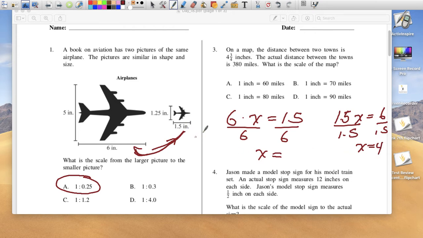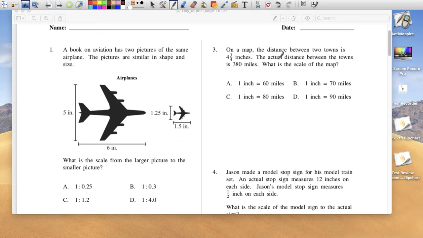So the scale here is times 4, and then you can realize that if you multiply 1.25 times 4, you get 5. So one is being reduced by 1/4, and to go that way it's times 4, and to go this way you multiply 6 by 1/4, or times 0.25, and you get 1.5. So it really depends on which way you're going.